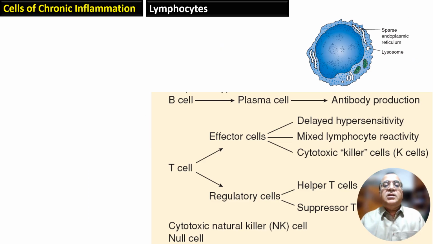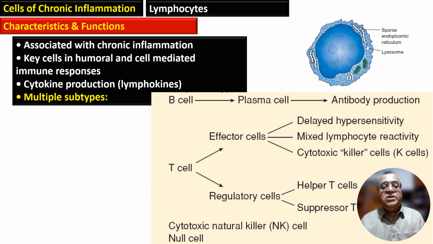The lymphocytes are another cell that is considered a cell of chronic inflammation. They are about the size of red blood cells. They have a large nucleus and sparse endoplasmic reticulum, having few lysosomes also. They are associated with chronic inflammation. They have a key role in the humoral and cell mediated immune response. They produce cytokines that are termed lymphokines, and they have multiple subtypes.